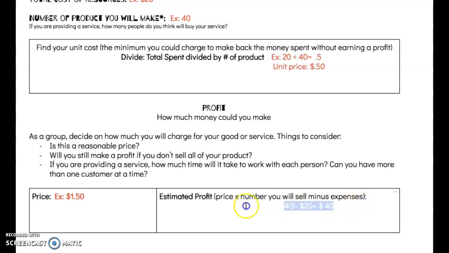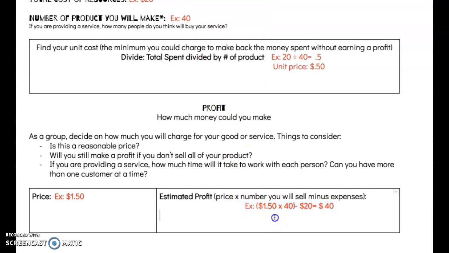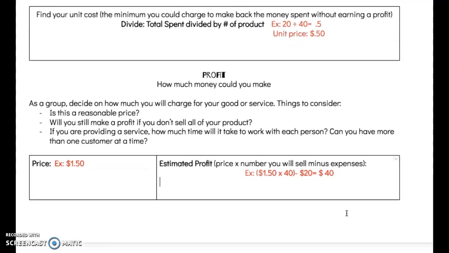So for me, I did $1.50 times 40 minus $20. And so $1.50 times 40 gave me $60, using my order of operations here. $60. I subtracted the $20. This is the money that I spent on materials, which leaves me with a $40 profit. That's pretty good. I made $40.